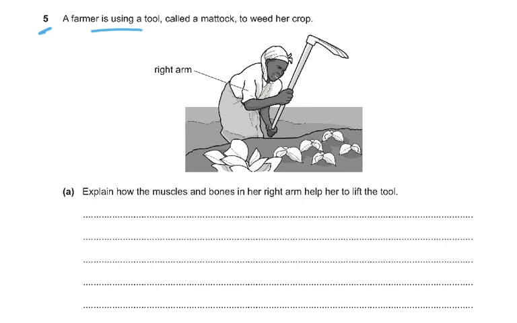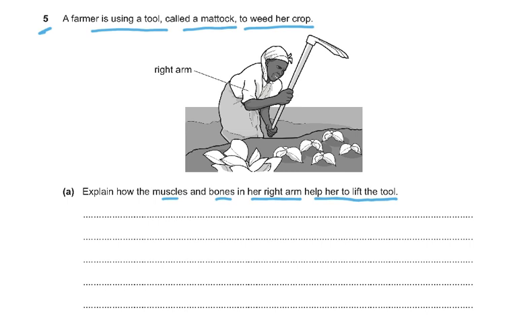Question 5. A farmer is using a tool called a matlock to weed her crop. Explain how the muscles and bones in her right arm help her to lift the tool. So basically, you're going to talk about the bones. So you could have talked about the bones: the humerus, which is at the upper arm, is attached to the radius and ulna in the lower arm.